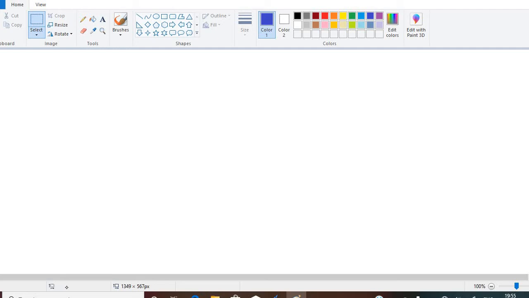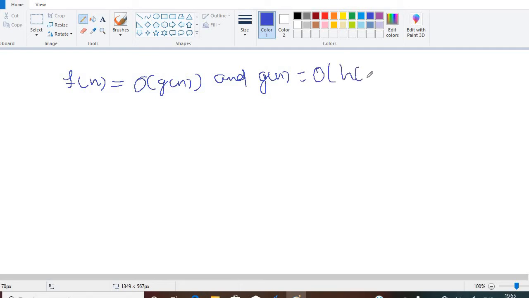So now similarly we can write the transitive property for big O notation like this. If f(n) is equal to big O of g(n) and g(n) is equal to big O of h(n), then I can write here f(n) is equal to big O of h(n).